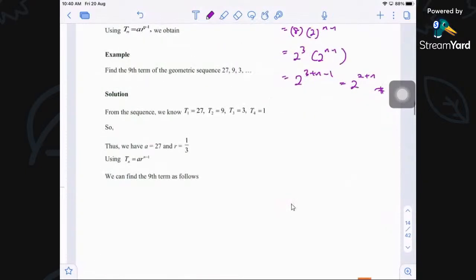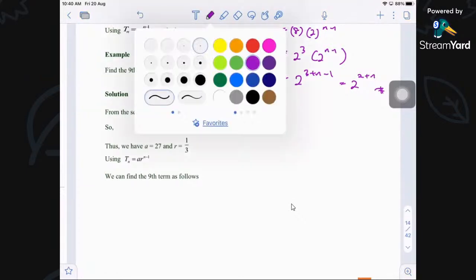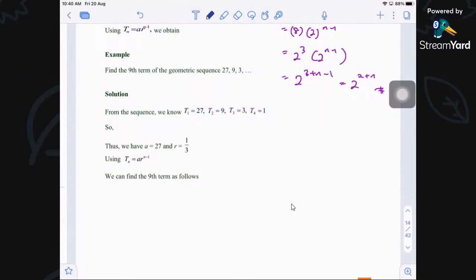Let's try another one more lah. We see 27, 9 and 3 there. So the 27 there, I can find the r first. The r is going to be 9 over 27, which is 1 over 3. The a there is 27. So if I write down the Tn formula, I'm going to get 27 times 3 power of negative 1, all power of n minus 1. Why did I write 3 power of negative 1? Anybody? Why did I write 3 power of negative 1?